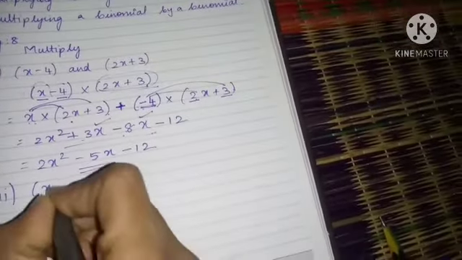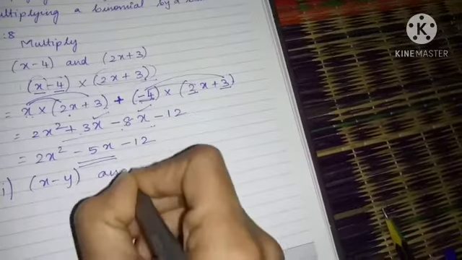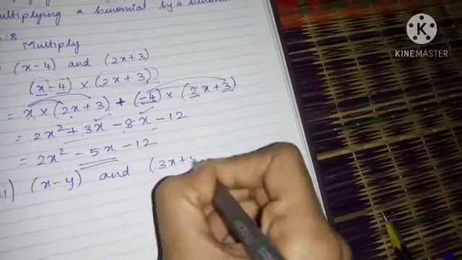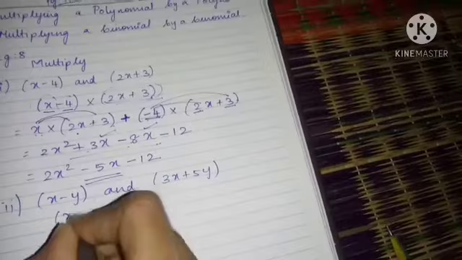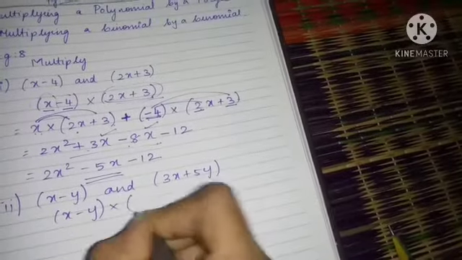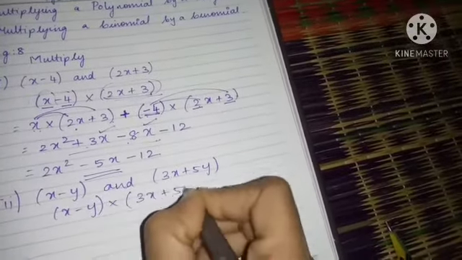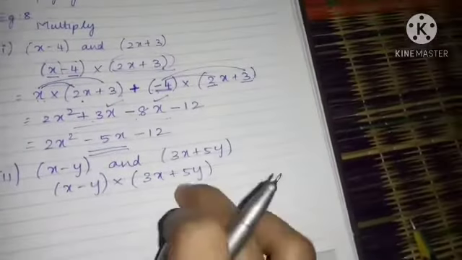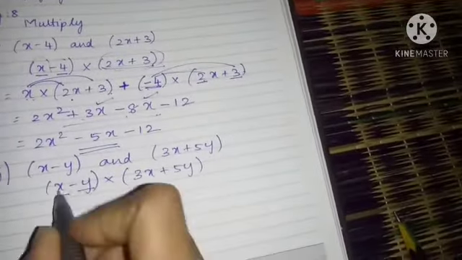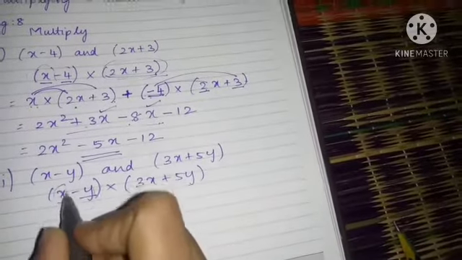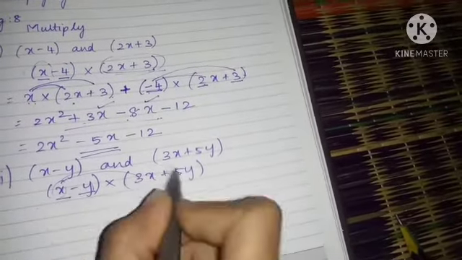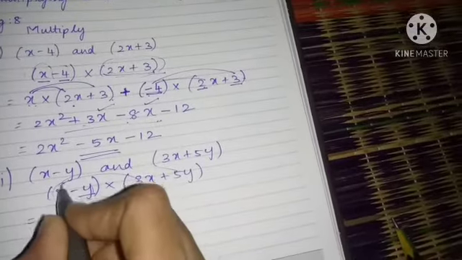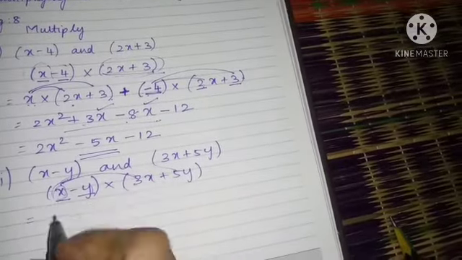Next is x minus y and 3x plus 5y. So I am going to multiply x minus y into 3x plus 5y. I told you this is your first expression, this is your second expression. Two terms are there. x is one term, minus y is one term. First I am going to multiply this x with these two terms, correct?